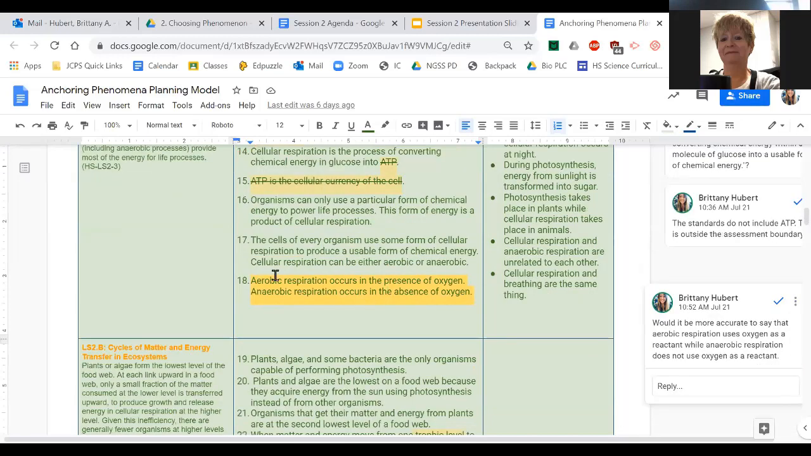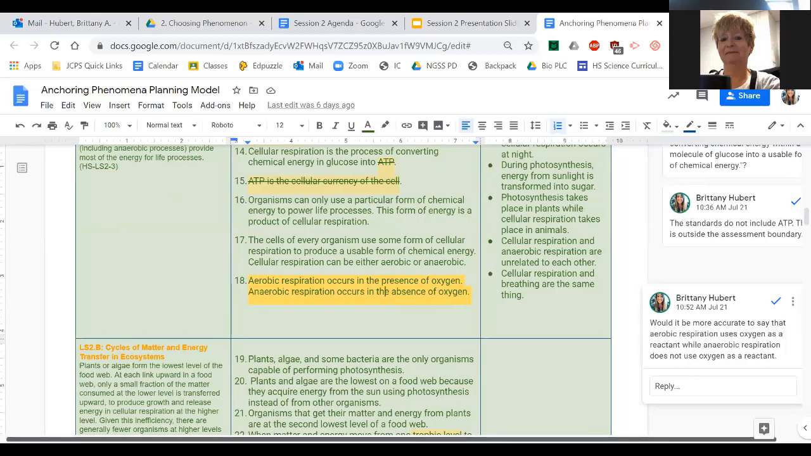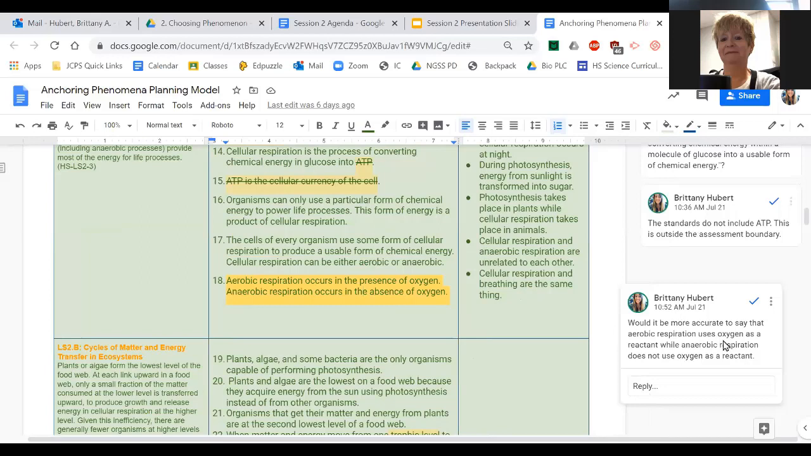And again, down here, aerobic respiration occurs in the presence of oxygen, anaerobic respiration occurs in the absence of oxygen. Although it's not necessarily false, would it be more accurate to say that aerobic respiration uses oxygen as a reactant, while anaerobic respiration does not use oxygen as a reactant? And so it's important for us as teachers to lay these science ideas out in a scientifically accurate way and in a way that's aligned with the standards, so that it makes our development of a unit and our teaching of a unit streamlined for students.